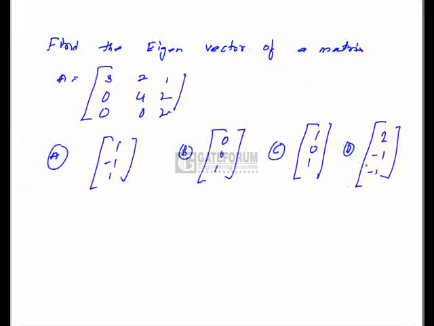The eigenvalues of the matrix 3 2 1, 0 4 2, 0 0 2. Now it's clearly an upper triangular matrix. So the eigenvalues are nothing but 3, 4 and 2.